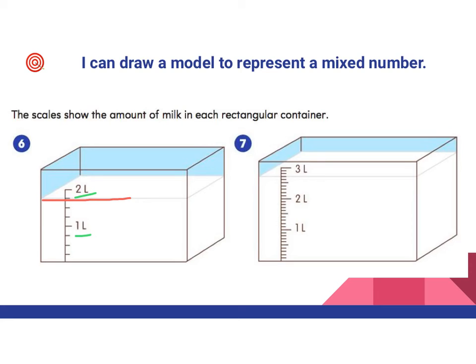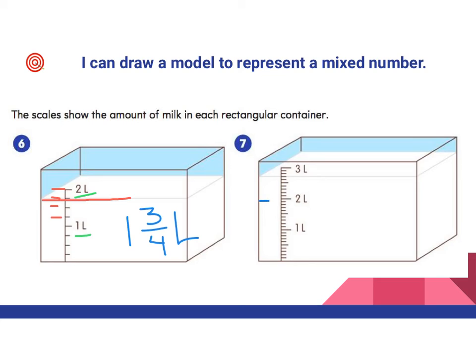So there's 1 whole liter, and then how many sections are there? 1, 2, 3, and 4. So we would say that the amount of milk in this container is 1 and 3/4 liters. How about in container number 7? How many liters of milk are in that container? Pause and figure it out.